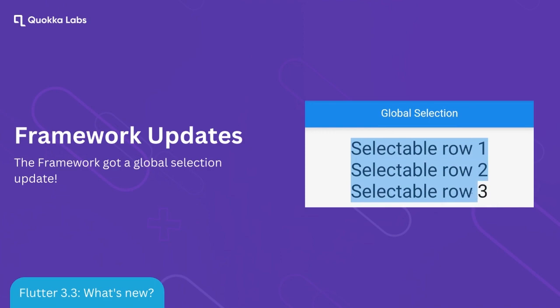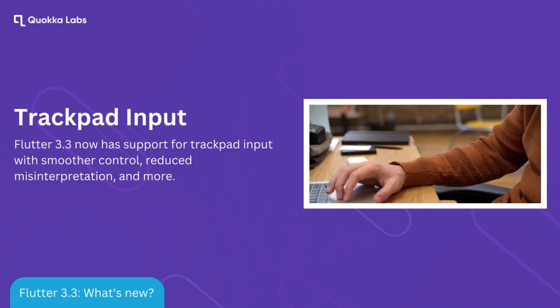Framework updates. The framework got a global selection update. The selectable area widget is introduced and any child widget of the selectable area widget is enabled for free. To use this powerful new feature, you can simply wrap your route body such as scaffold with the selection area widget and let Flutter do the rest. Let's move on to the next update.